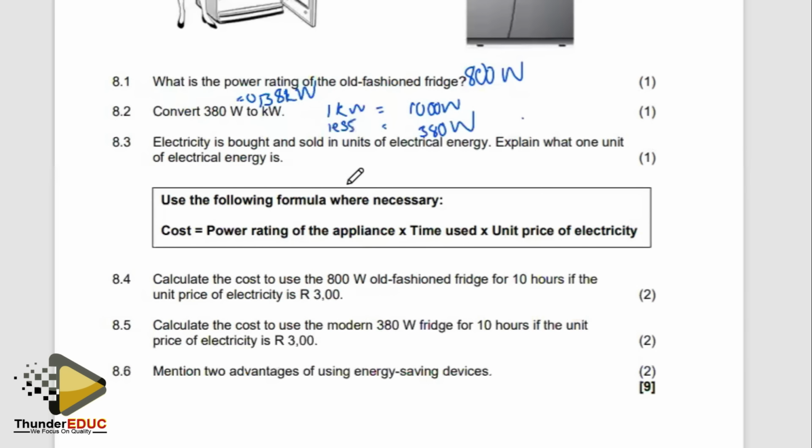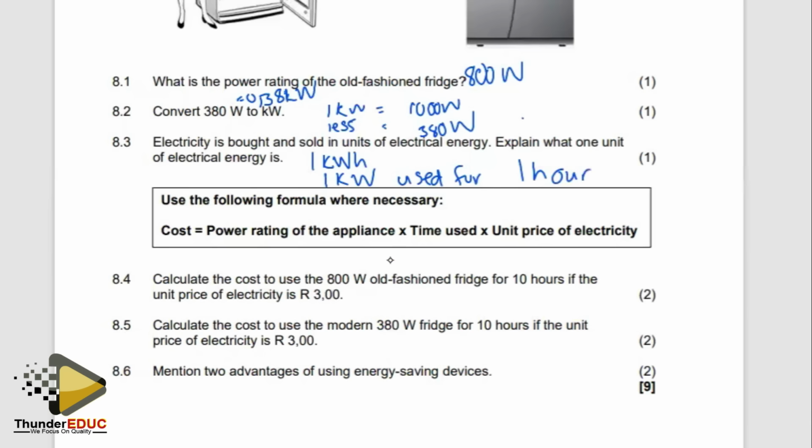The next: electricity is bought and sold in units of electrical energy. Explain what 1 unit of energy is. When I'm saying 1 unit of energy, we are saying 1 kilowatt per hour. What does this mean? We are saying 1 kilowatt used for 1 hour.